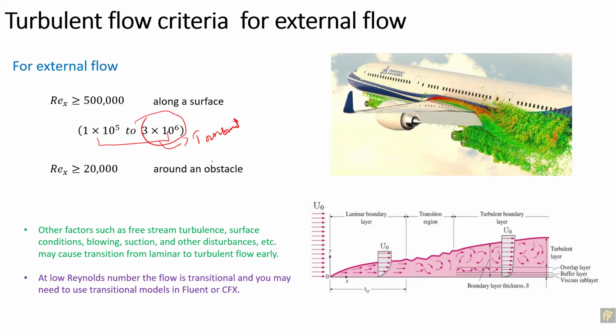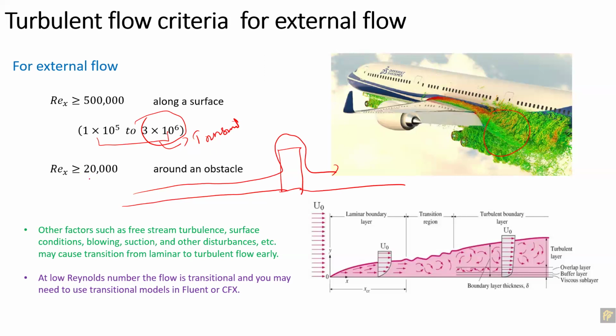But if you are going through an obstacle, for example there is a tower here, then the flow will get disturbed very quickly. These values are for a body in an atmosphere that is not going to disturb the whole flow, only the flow around that body. Like we can see the turbulence here. So for obstacles like towers and buildings, the flow will become turbulent at a Reynolds number greater than 20,000.